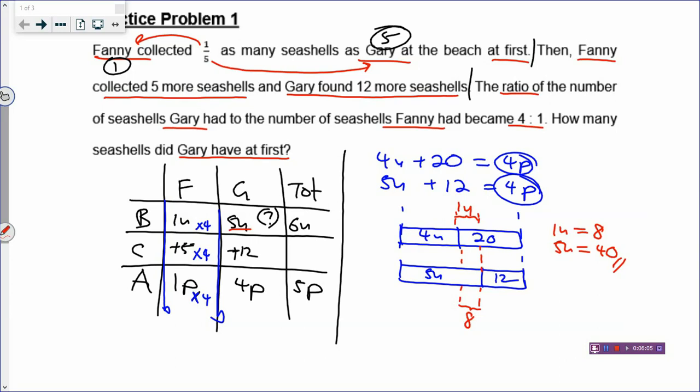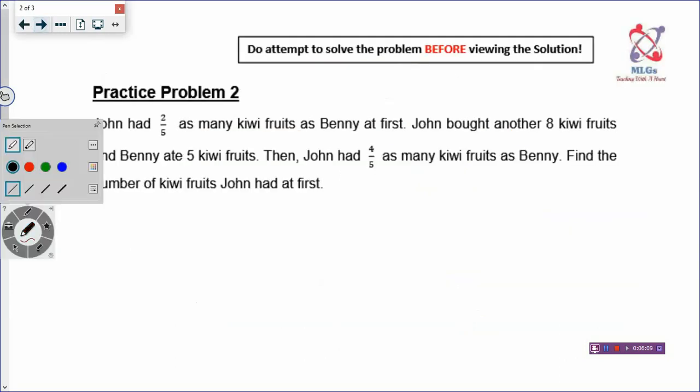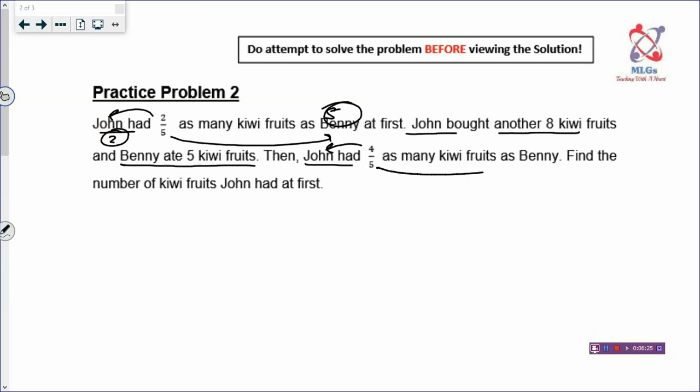All right, so let's go to number 2. Okay, number 2, and let's do the same thing. Now, John had 2/5 as many kiwi fruits as Benny. So which means that John has 2, Benny has 5. John bought another 8 kiwi fruits and Benny ate 5 kiwi fruits. Then John had 4/5 as many as Benny. So John has 4 and Benny has 5, right? So find the kiwi fruits John had at first.